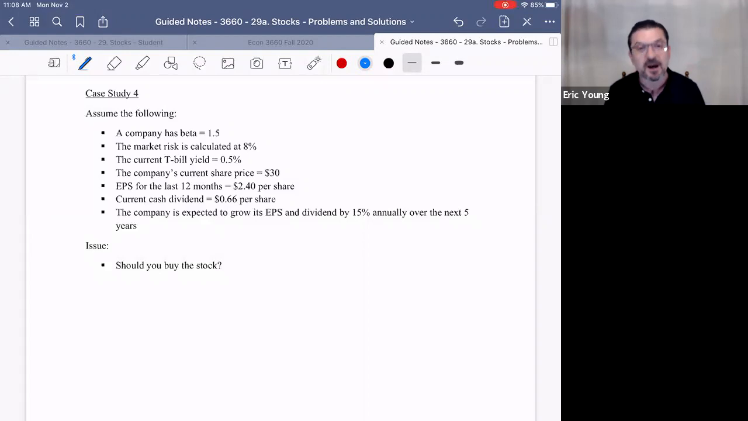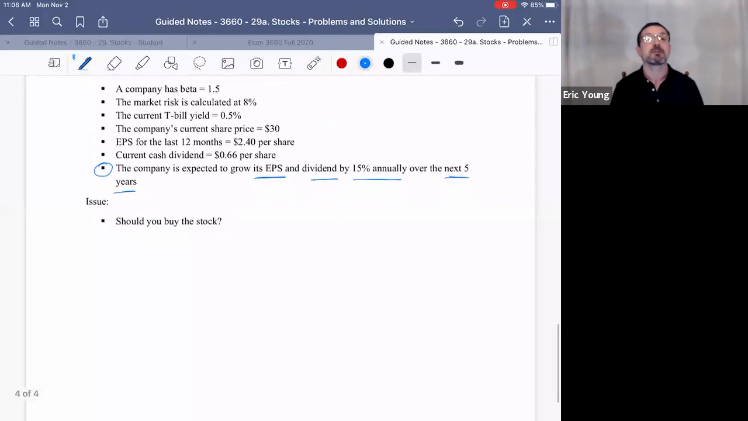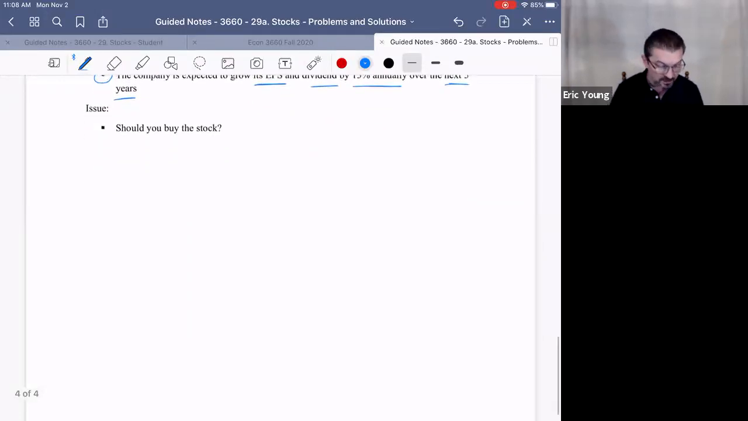Company's beta is 1.5. The market risk as a whole is 8%. The current T-bill yield is 0.5%. The company is currently selling for $30 a share. Earnings per share over the last year were $2.40 a share. The current cash dividend is 66 cents per share. And critically, really critically, the company is expected to grow both its EPS and its dividend by 15% over the next 5 years. With all of that said, here's the question. Should you buy the stock?